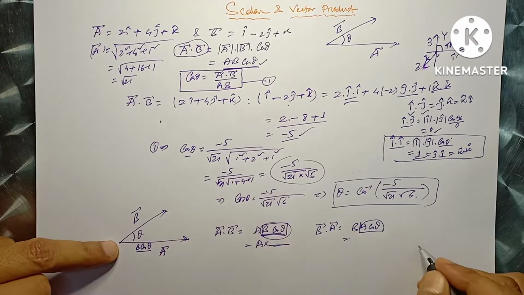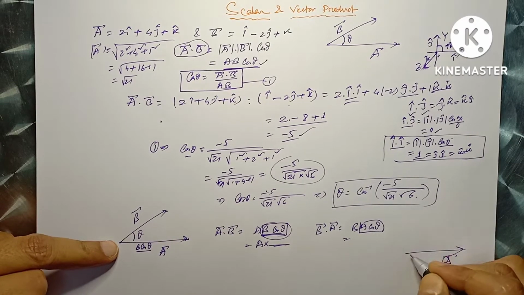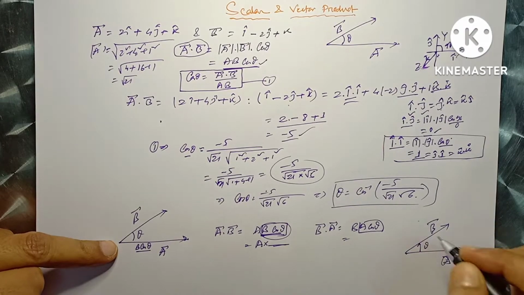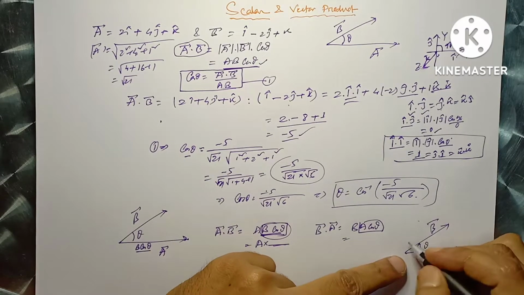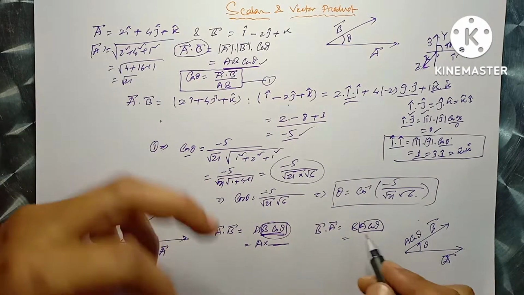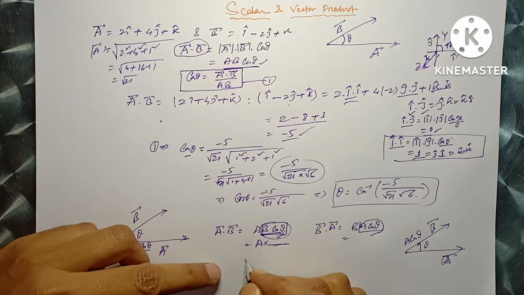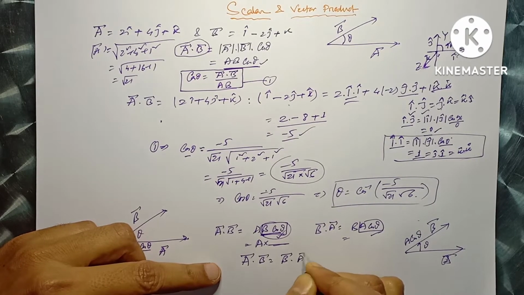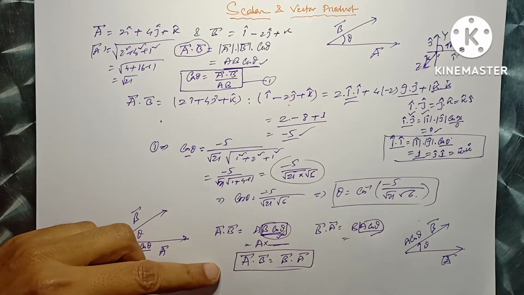We can write in this way: A vector, B vector, and this angle theta. Then we can write the component of A along B as A cos theta. So both are scalars, and we can also write A vector dot B vector equal to B vector dot A vector. These two are equal.